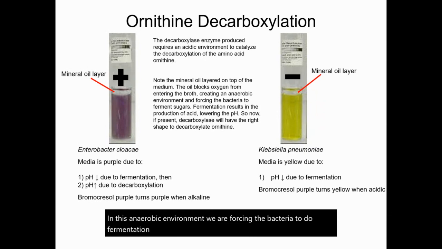Fermentation releases acidic byproducts. So eventually, the media is going to turn yellow no matter what's in it, because fermentation has to happen in order to decrease the pH of the environment. Now, here's where things get a little crazy. So no matter whether we have E. cloacae or Klebsiella pneumoniae, the environment is initially going to decrease due to fermentation. So the tubes are going to be yellow because the pH indicator, bromocresol purple, is yellow in acidic environments.